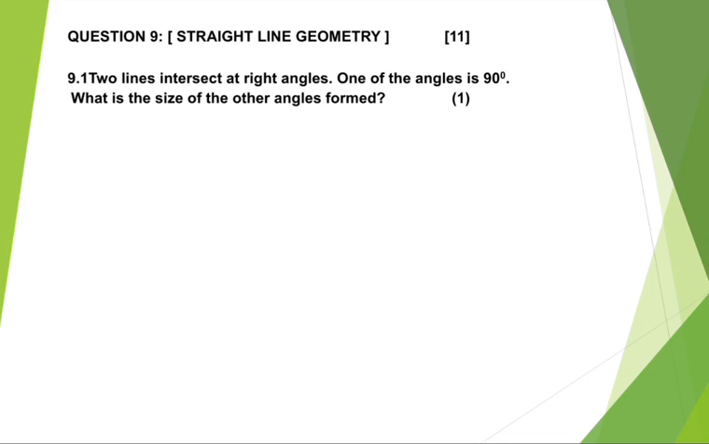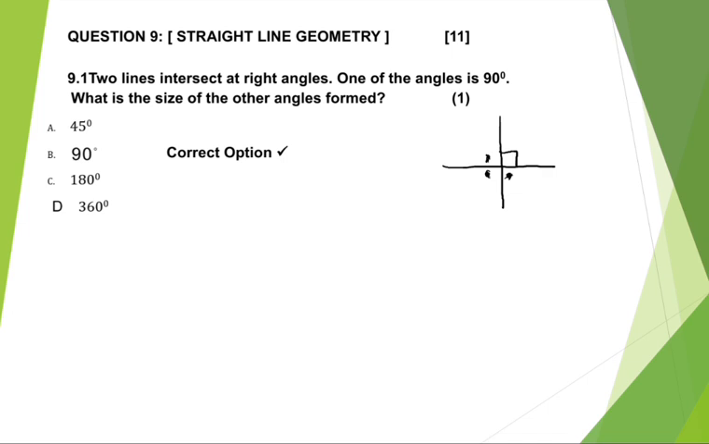Two lines intersect at right angle. One of the angles is 90 degrees. What is the size of the other angles? So if two lines intersect, they intersect like that. So this one is 90. It means all these ones are also 90 degrees. If you look at these other three angles, whatever the other angle is, it will always be 90 degrees. So the correct option is B.